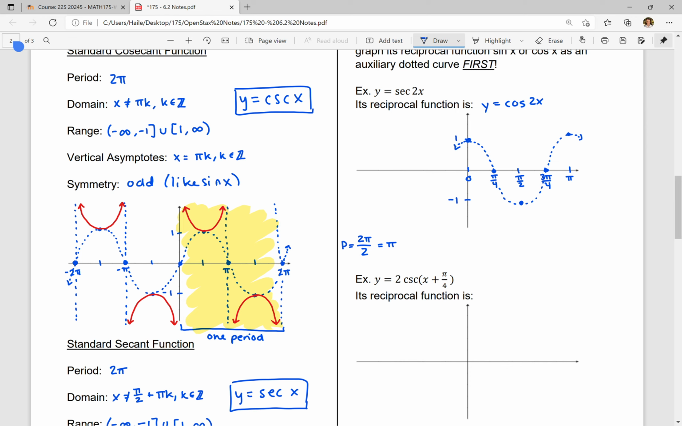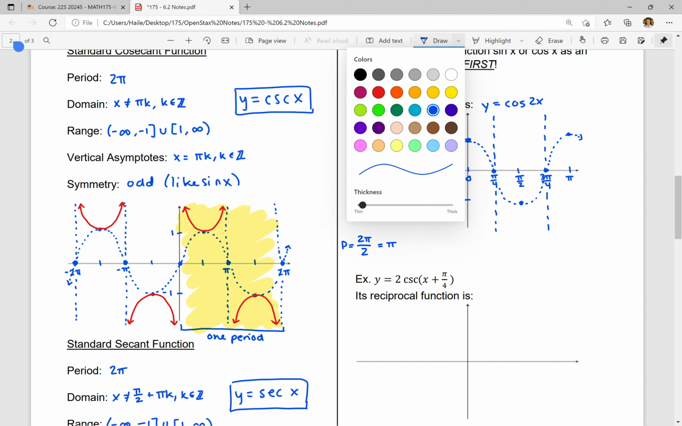The next step is everywhere this cosine curve touches the x-axis, we're going to draw in vertical asymptotes. So I'm going to have a dotted line at pi over 4 and a dotted line at 3 pi over 4. And then I can draw in my secant curve.